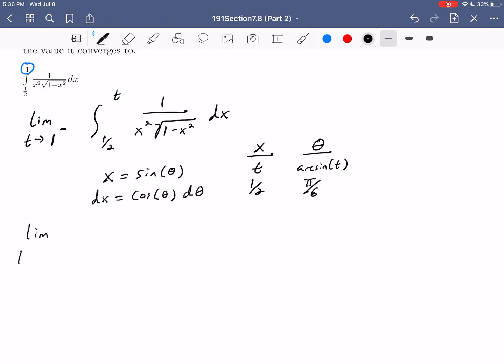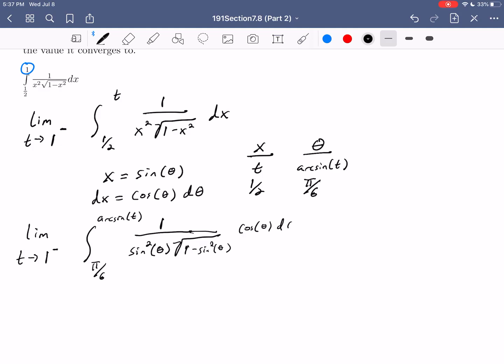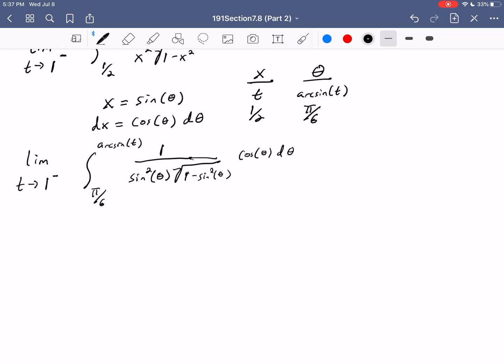We now have the limit as t approaches 1 from the left, the integral from pi over 6 to the arc sine of t. A little bit ugly with that arc sine of t, but that's okay. Then 1 over sine squared of theta, that's the x squared. Then square root 1 minus sine squared theta. And then that dx is now cosine theta d theta. So we can continue on.